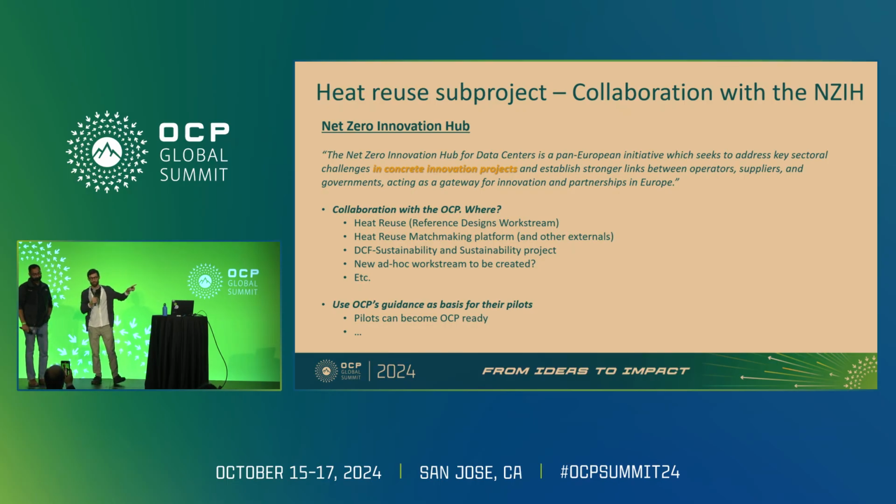You may have seen in the keynote on the first day that we are collaborating with the Net Zero Innovation Hub, as there is an agreement between the OCP and the Net Zero Innovation Hub. This sub-project is where this collaboration will take place, so far within the reference designs, because they want to build heat reuse pilots, especially around Europe, and they want to use our guidance as a starting point. Also, the matchmaking platform that Bharath mentioned is something external to the OCP and will be developed by third parties, but the OCP will be involved as well. So this is like the Tinder of heat reuse, we call it, where we can meet the demand and the offer.